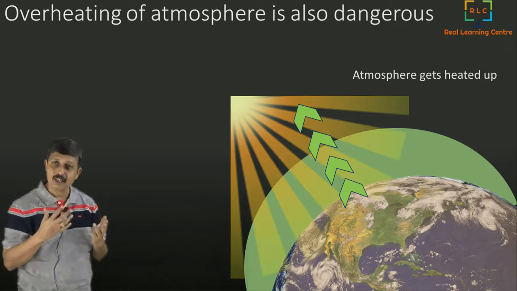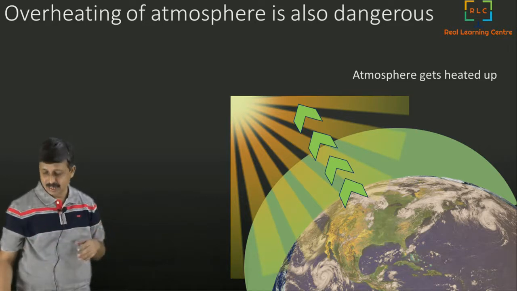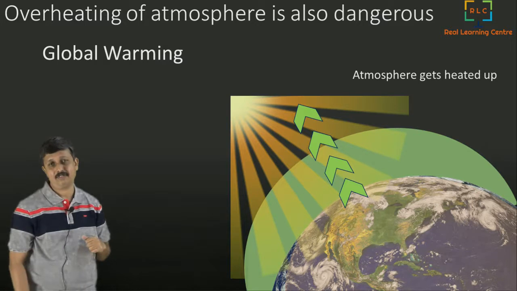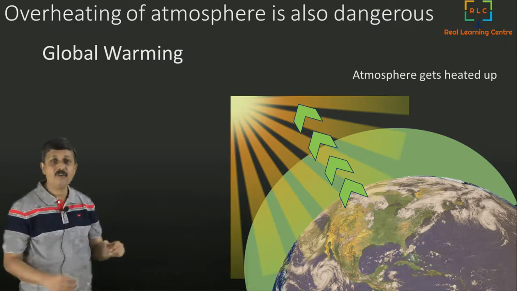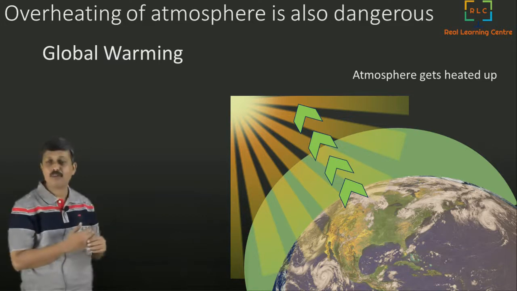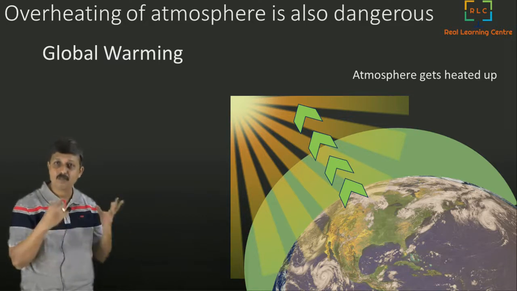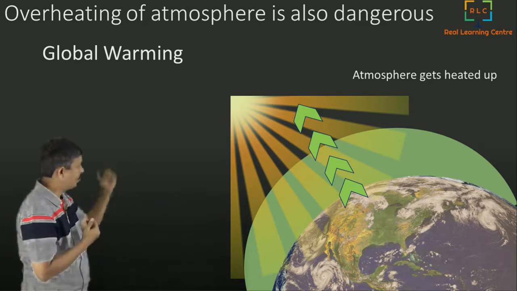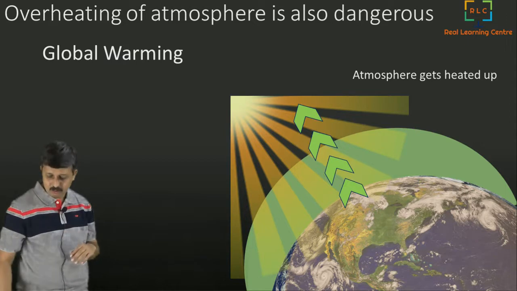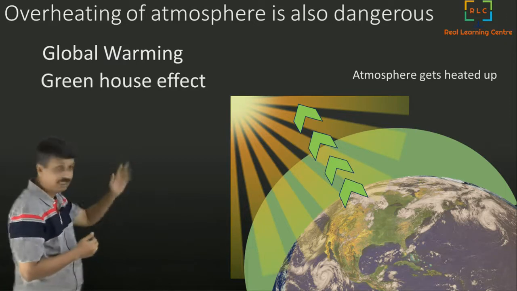Okay, and this part, what we call global warming. So it depends on what you have in the atmosphere. If you have more carbon dioxide and more of these gases which can absorb more heat, then this atmosphere gets heated up more. So that is why we call it global warming. It's also called the greenhouse effect.